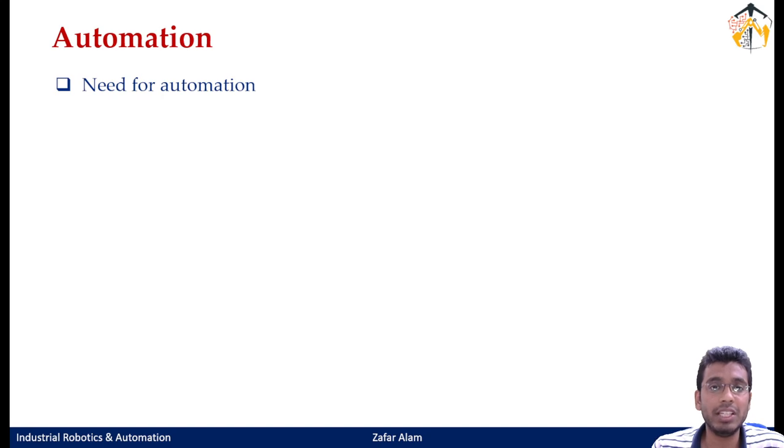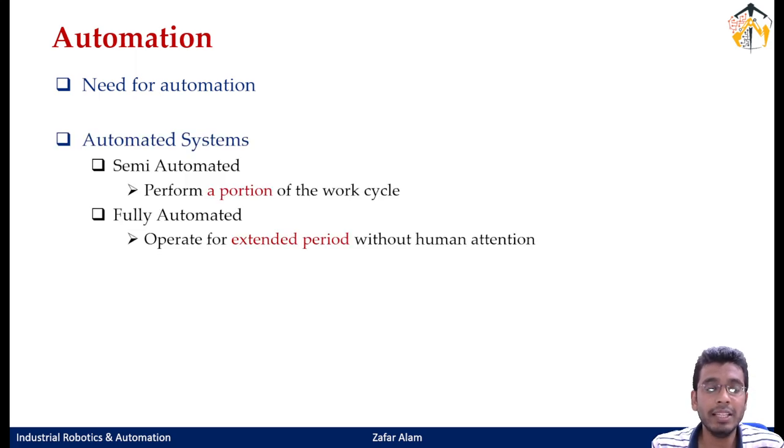So again, the need for automation, most of you have rightly guessed it. The various points you have mentioned are reliability, increase of production, and accuracy. All those things would be taken care of. It's good that you have remembered something from your previous lectures. Then we come back to the different types of automated systems: the first being semi-automated and the second being fully automated.